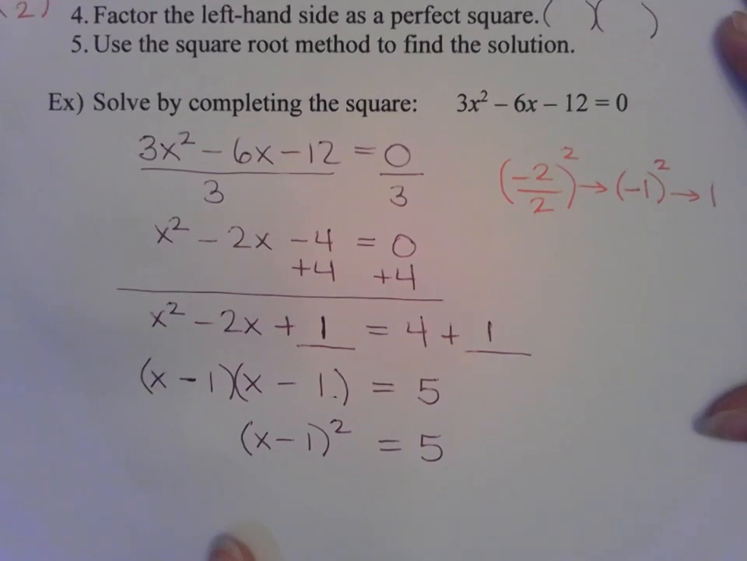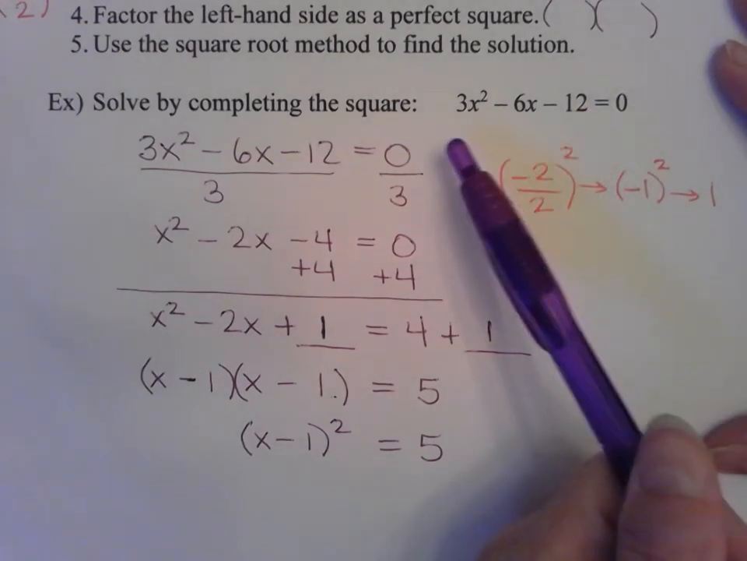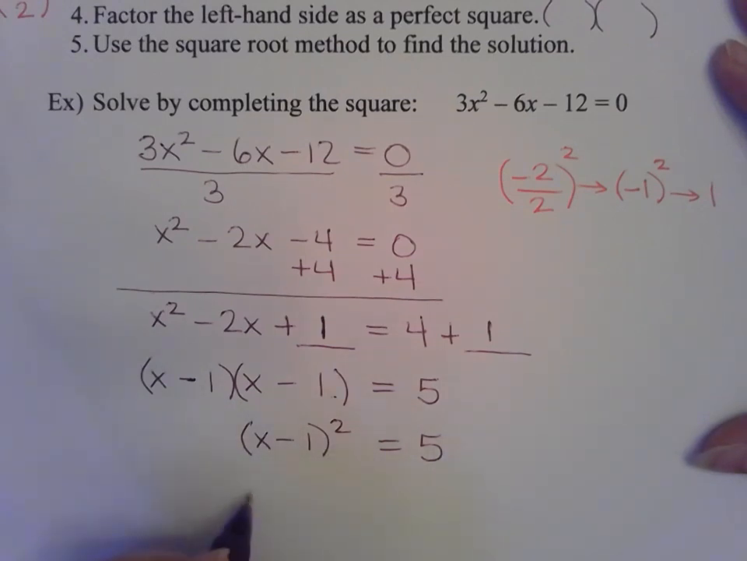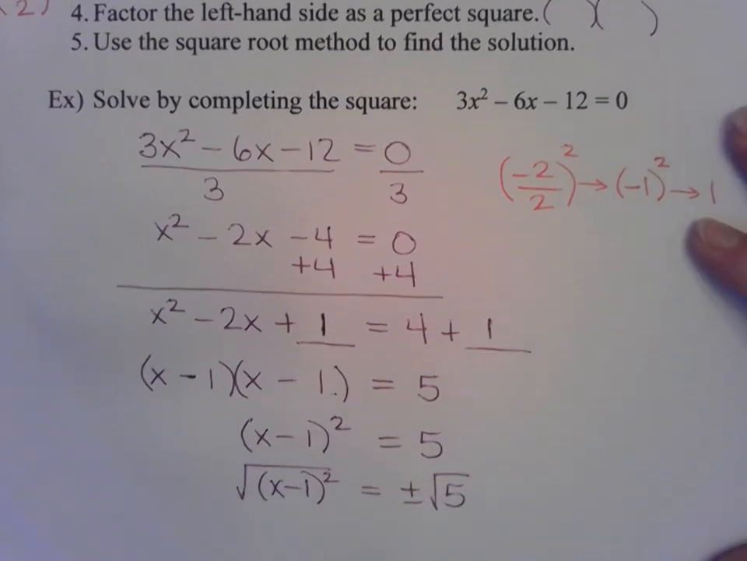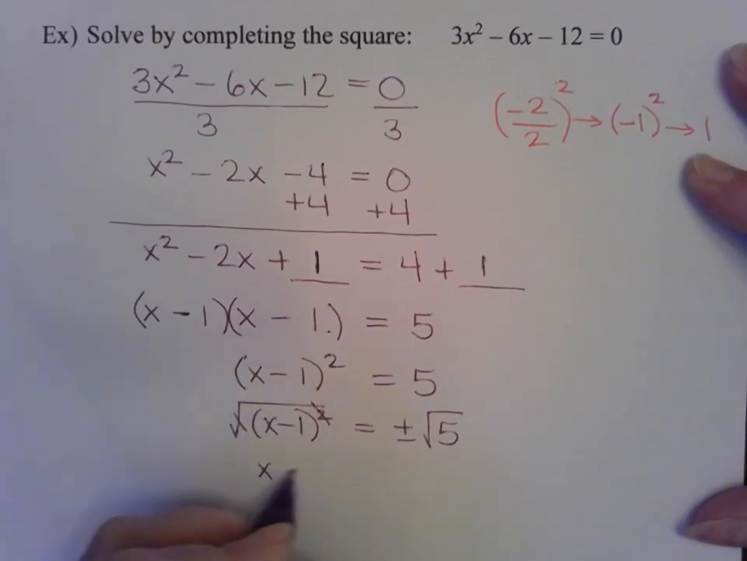And then the last step is to use the square root method. So now, it wasn't set up for the square root method when we started, but the completing the square process is the setup so that we're able to now use the square root method. So to remove the square, we're going to take the square root of both sides. Don't forget the plus or minus. The square and the square root are going to cancel each other out.